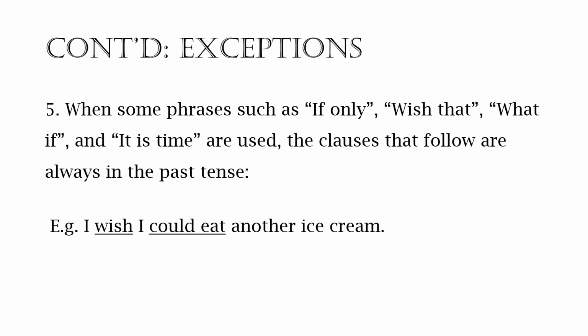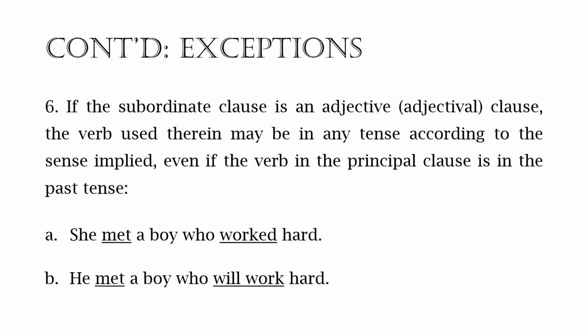Then we have discipline, which says that if the subordinate clause is an adjective, the verb used therein may be in any tense according to the sense implied. So the adjective helps us to describe an entity. If you look at this one, we have: She met a boy who worked hard. "Who worked hard" is an adjectival clause. It is helping us to know the kind of boy she met. Here it is a boy who worked hard.